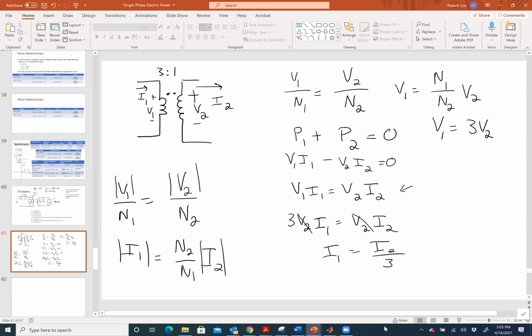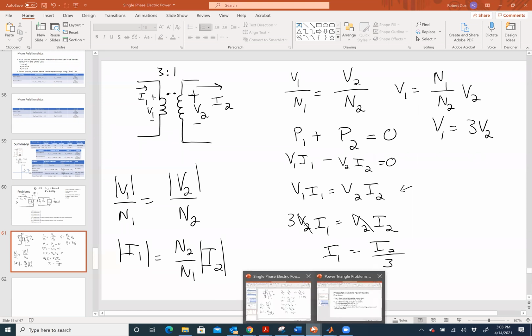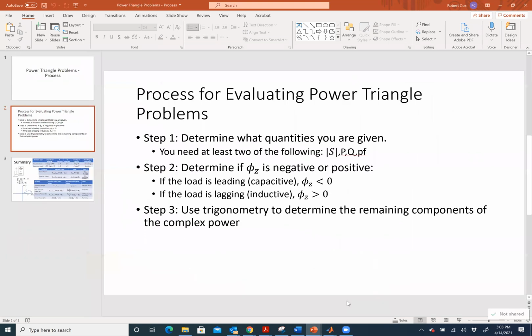All right. So to back up for a second, you guys got the relationships that we need. In any of these problems, I like to think of it like this. Sometimes they call them power triangle problems. Because you have a vector, it looks like a triangle, right? And because it's always going to be in the first or fourth quadrant, it is really just like a triangle.